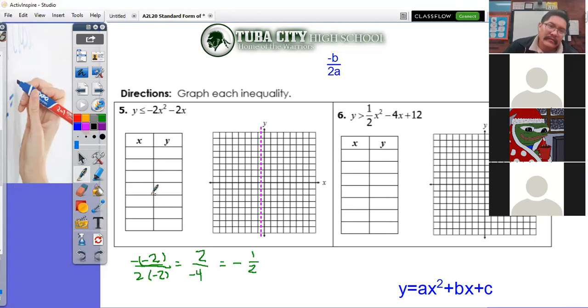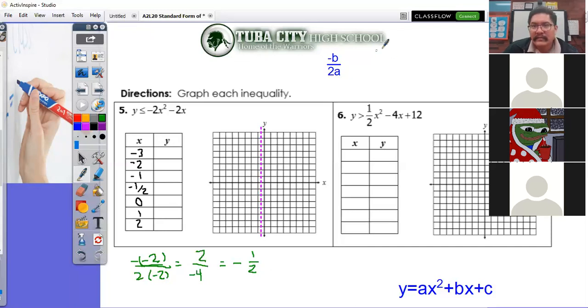And now we have negative 1/2, and we need to pick values above and below it. So looking at the graph, there's negative 1/2. Go down, we get negative 1, negative 2, negative 3, and up 0, 1, 2. All right, now we can start evaluating.